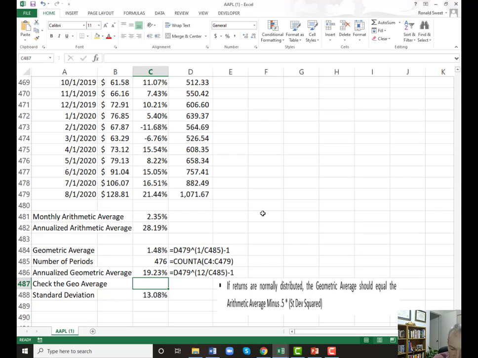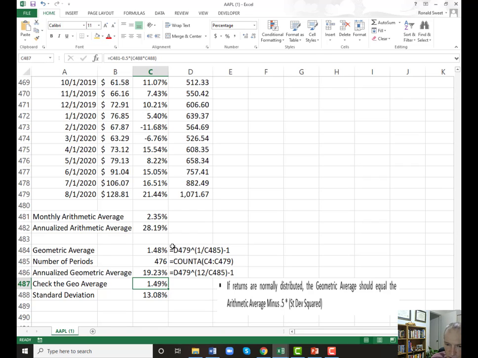So we'll say the geometric average should equal the arithmetic average minus 0.5 times the standard deviation squared. And when I do that, I get 1.49. You see the actual geometric average is 1.48. 1.49, 1.48. But really, really close. So Apple stock must follow pretty close to a normal distribution, which means some of the stuff you learn in your statistics class on normal distributions you can actually use.